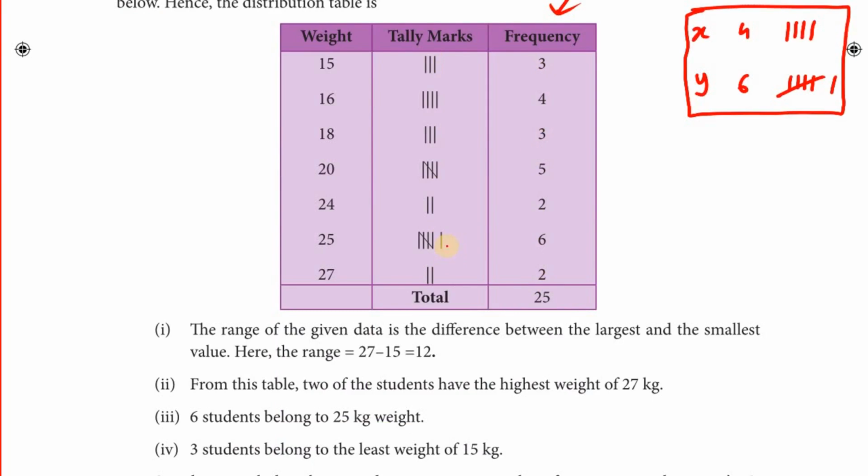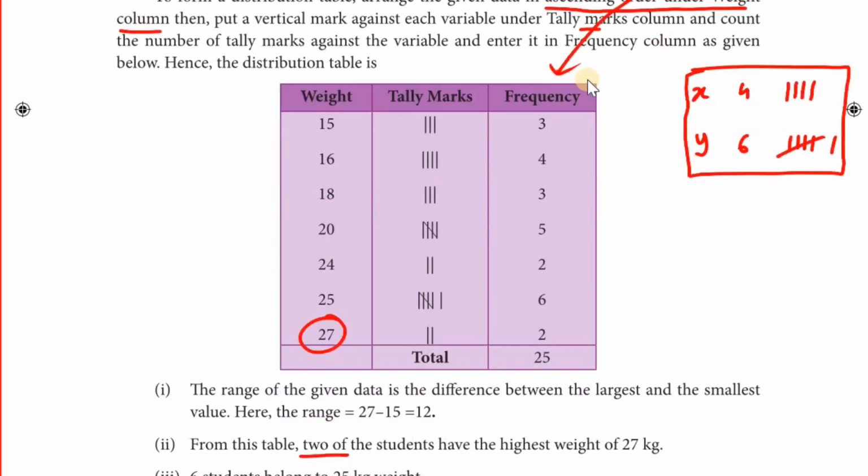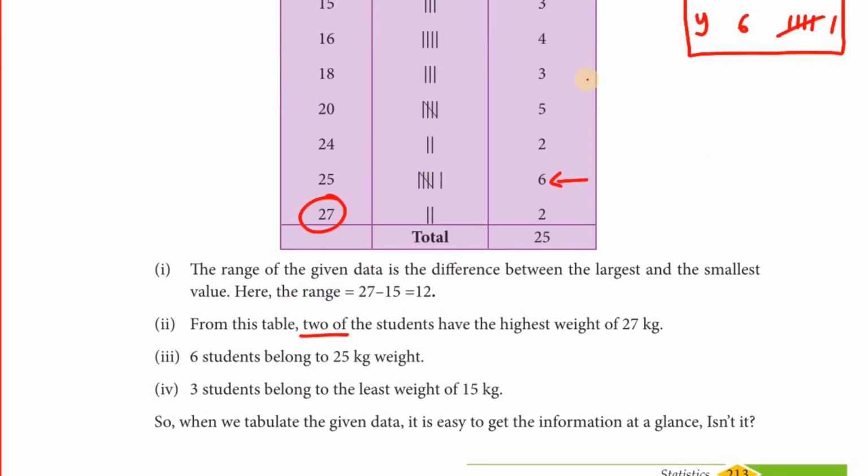So the first question was the range of the given data. Basically it's the largest minus the lowest, so 27 minus 15. Next, how many of the students have the highest weight? The highest weight is 27. How many students? 2. Next, what is the weight to which more students belong? Basically frequency. Where is the frequency largest? Largest is over here, 6, and that belongs to the 25 kg group. So 6 students belong to 25 kg.